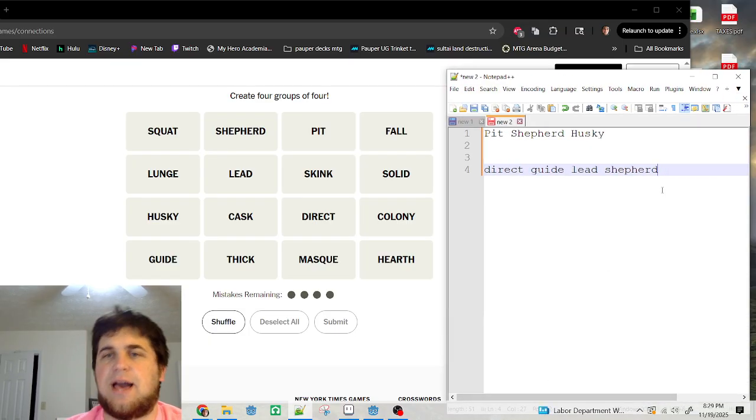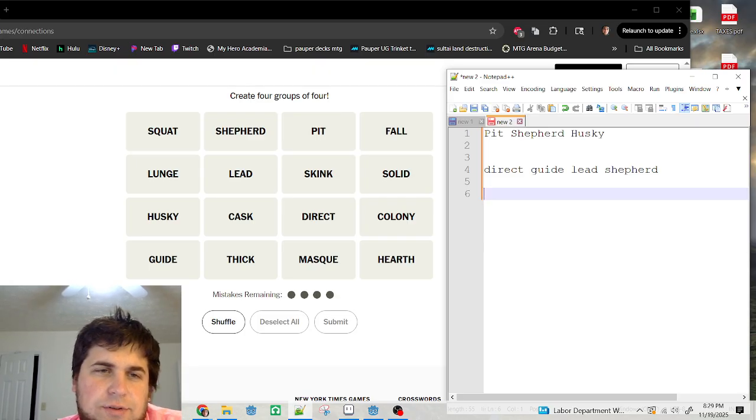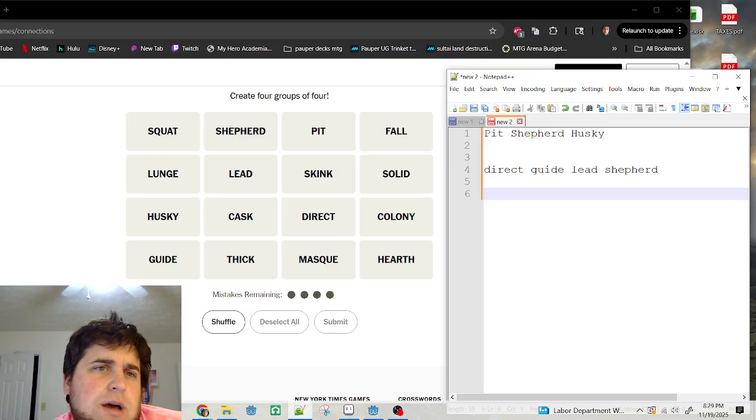So, direct, guide, lead, shepherd. Feeling pretty confident about that. That could be an easy yellow. Direct, okay. Pit viper, pit maneuver, pitfall, well, pitfall is right next to it, huh? You can pit things against each other.